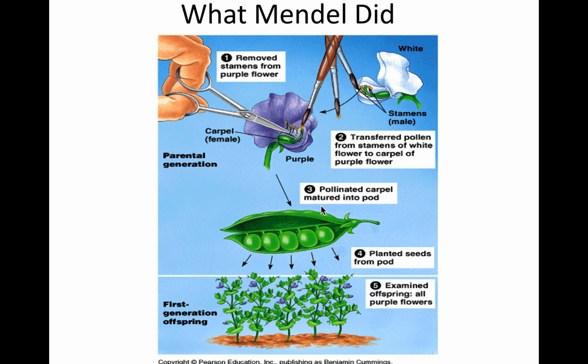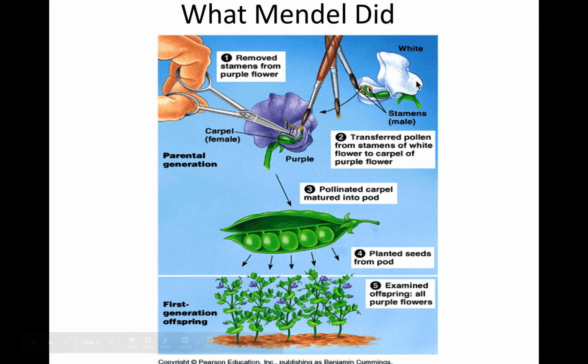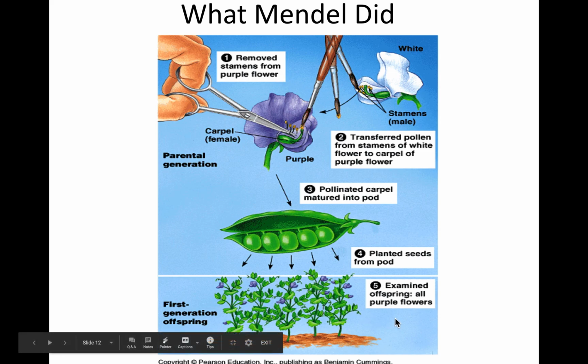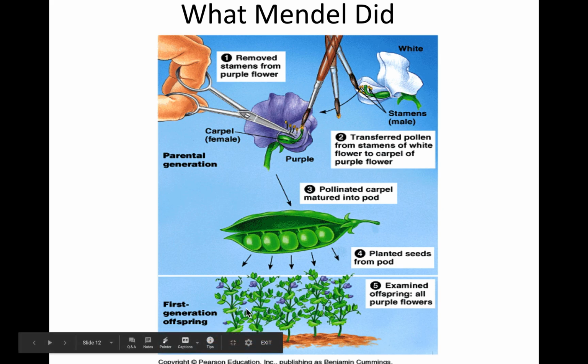A pollinated carpel matured into a pod, and then he planted these seeds and could see what type of flowers bloomed from the first generation. In this case, they all ended up still being purple, even though he used the pollen from a white flower, which is normally recessive, and the purple flower is dominant. So at this point, he would need to do the same thing with this group of plants, plant them again and see if in the second generation any of the white flowers would pop up, because most likely a lot of these flowers are heterozygous.